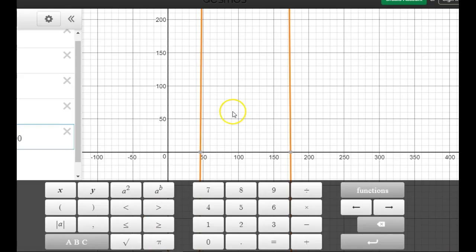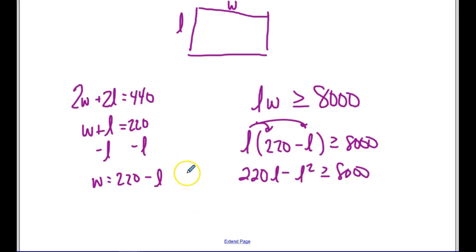So here's this graph, and I've zoomed out quite a bit because I need to see my intercepts. Okay, so here I have this negative x squared plus 220x minus 8,000, and I use x in Desmos, even though we were using L, because I want to get everything over to one side first. So I would end up with a negative L squared, just putting things in order, plus 220L minus 8,000 is greater than or equal to 0. So now let's see what this says.